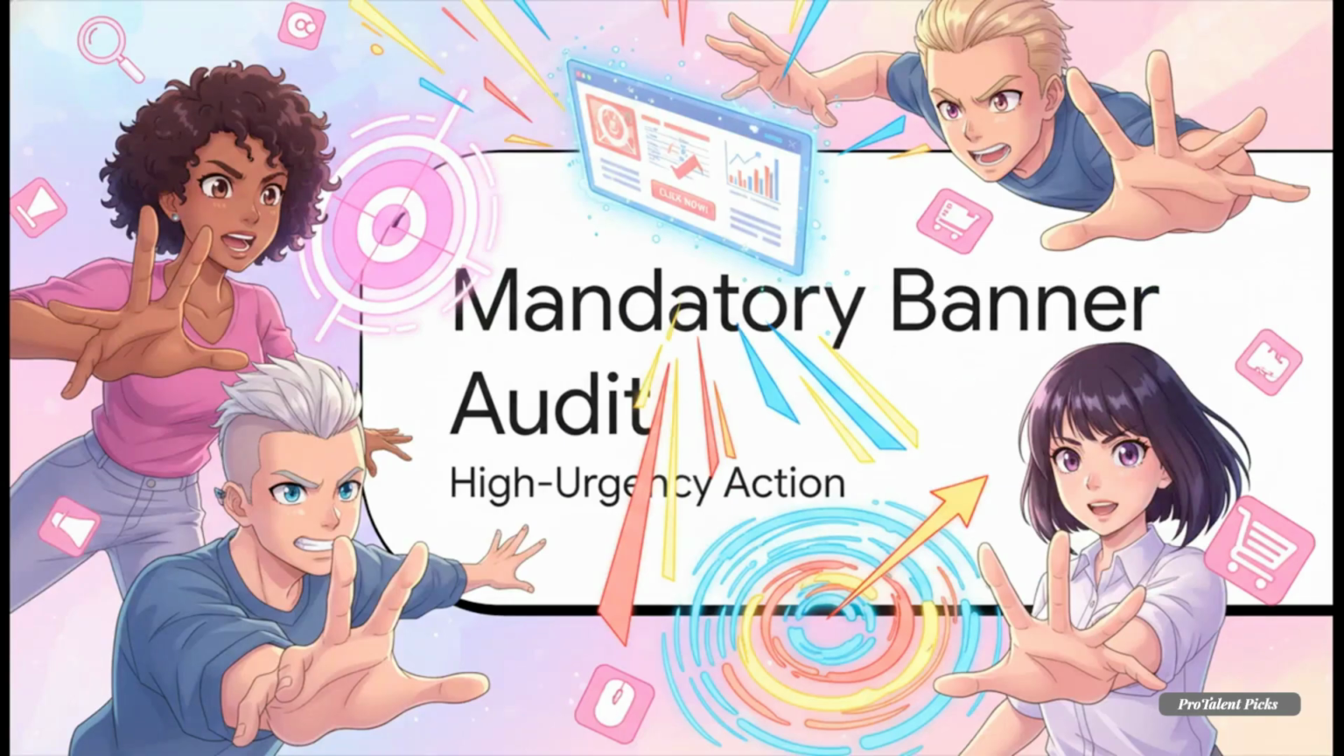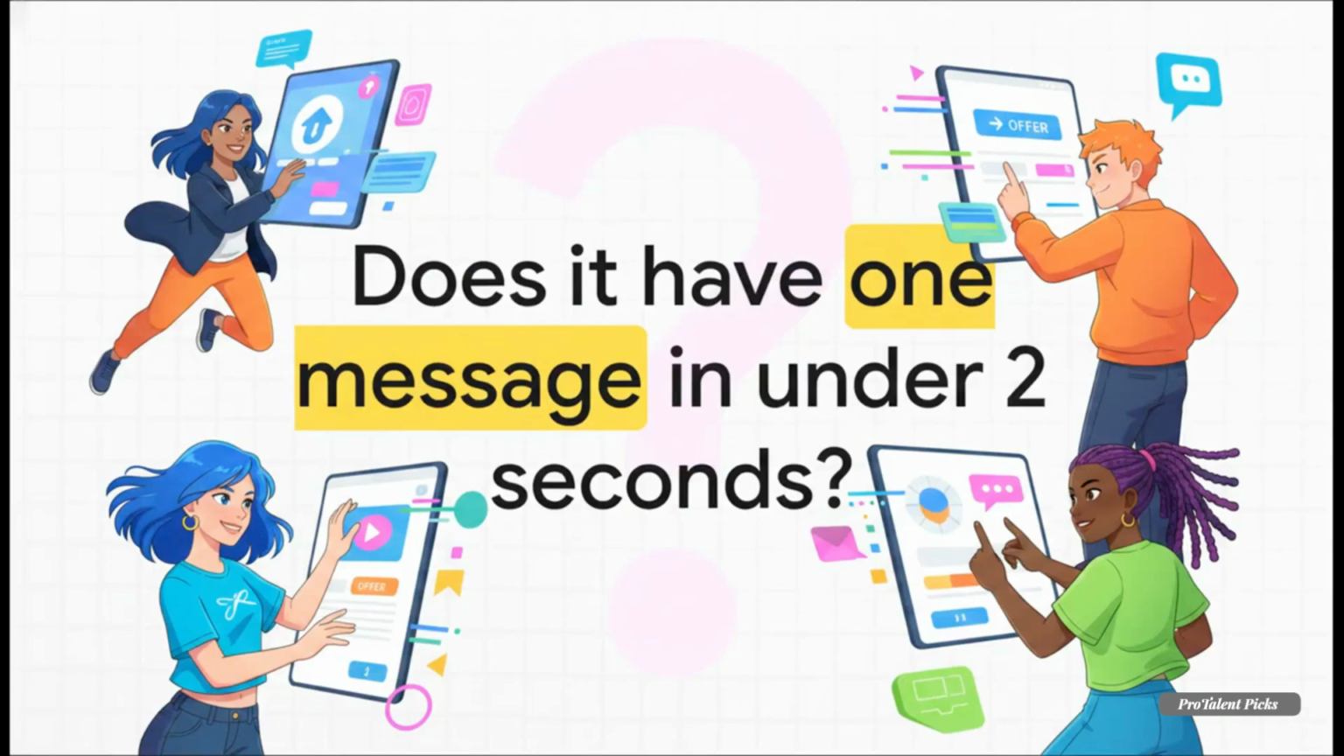Section 6, the mandatory banner audit. Time for some high urgency action. This is your high urgency call to action. I want you to take control over your highest traffic placement. Open up your highest traffic banner right now and force yourself to answer this 3-question diagnostic audit. 1, does it communicate its core offer in under 2 seconds of casual glancing? 2, is the call to action button in a color that genuinely contrasts with the background? And 3, does it have only one clear message?